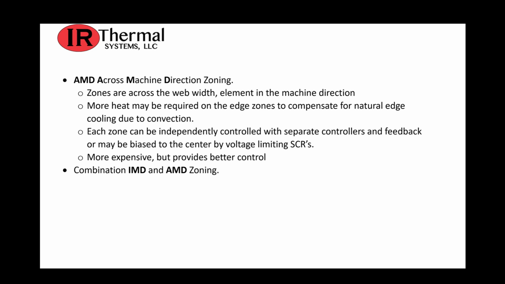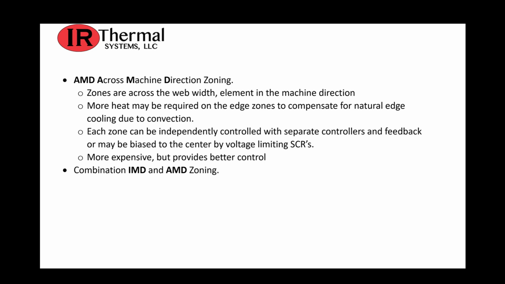Now, the second type of zoning is AMD, or across machine direction zoning. With this type of zoning, zones are across the web width and the elements are in the machine direction. This is a little bit more complicated, as more heat may be required on the edge zones to compensate for natural edge cooling due to convection. Each zone can be independently controlled with separate controllers and feedback, or may be biased to the center by voltage limiting SCRs.